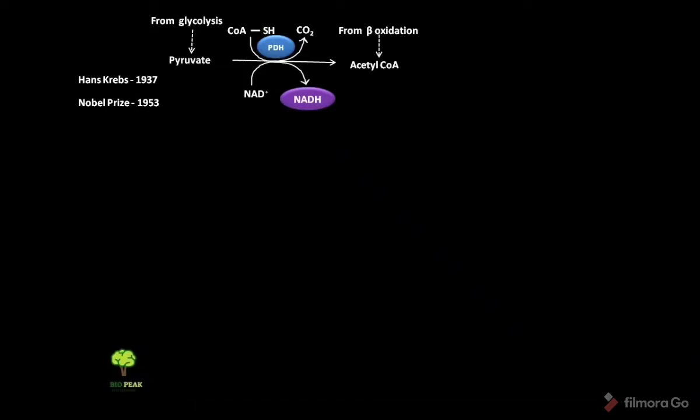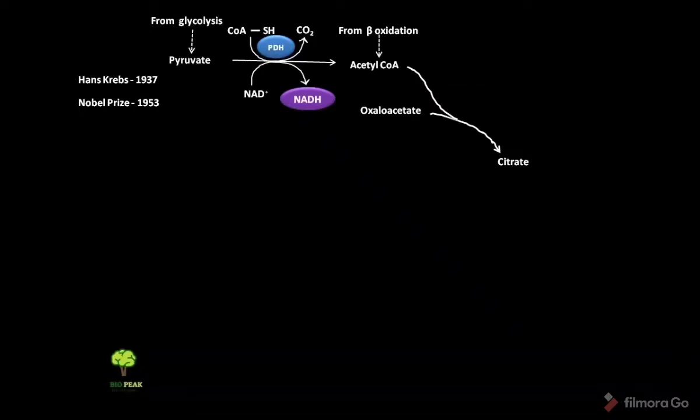Now, in the first step of the Krebs cycle, the acetyl group of acetyl coenzyme A condenses with oxaloacetate to form citrate. So, this cycle is also called the citric acid cycle. This citrate has 3 carboxylic acid groups, so it is a tricarboxylic acid. For this reason, this pathway is also called the tricarboxylic acid cycle or TCA cycle.